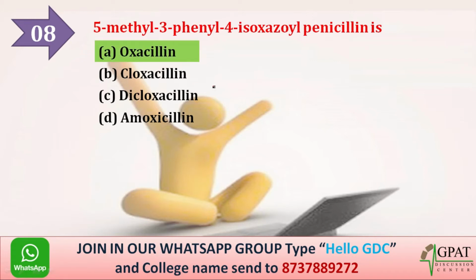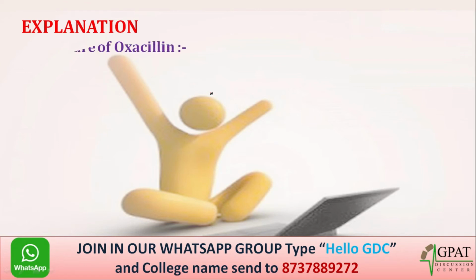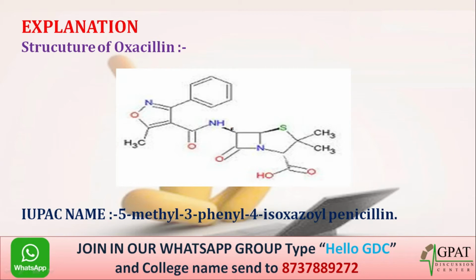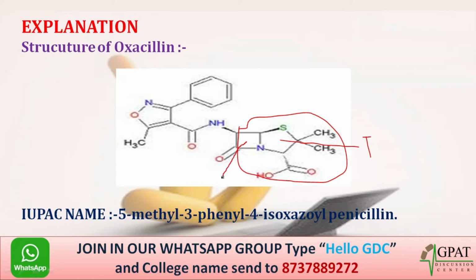5-methyl-3-phenyl-4-isoxazolyl penicillin is oxacillin. Let's discuss with the help of the structure. Students, this is the basic penicillin structure. We know that it has a thiazolidine ring, which we denote with T, and a beta lactam ring, which we denote with the beta lactam ring.